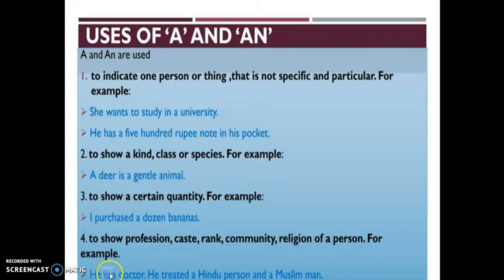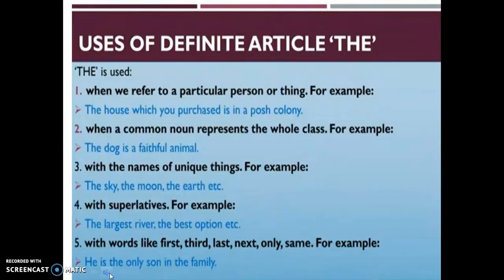Next one. Uses of the definite article the. The is used when we refer to a particular person or thing. For example, the house which you purchased is in a posh colony. When a common noun represents the whole class. For example, the dog is a faithful animal.